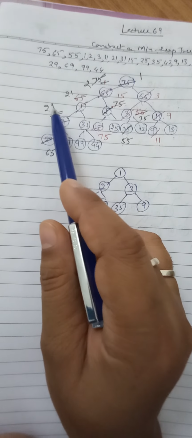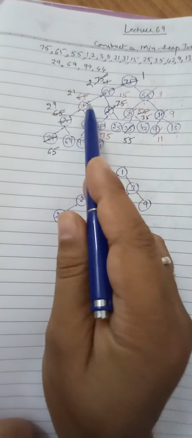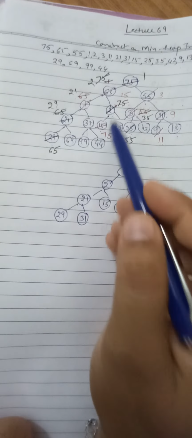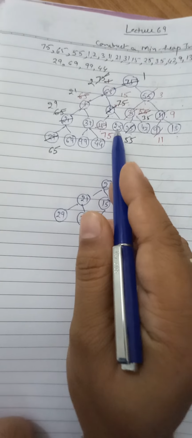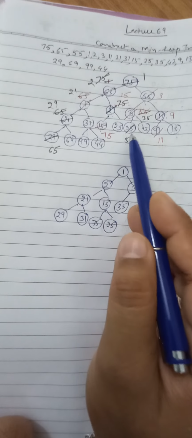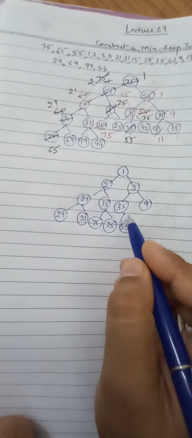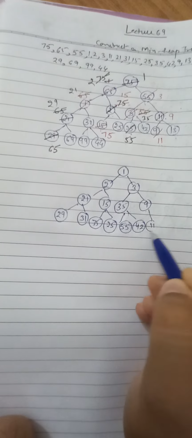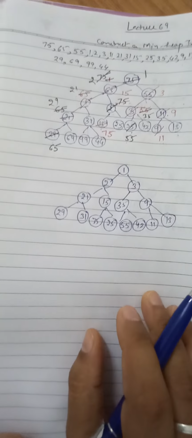Then we'll come to this part. After 21 we have 29, so we will write here 29. And here 31 is there, so we will write here 31. And here we have 75, so we will write here 75. And we have 25, so we will write here 25. And here we have 55, so we will write here 55. Here we have 42, so we will write here 42. Here we have 11, so we will write here 11. Here we have 13, so we will write here 13.